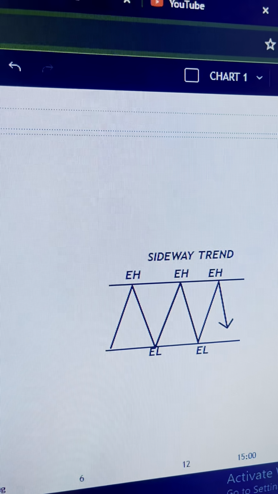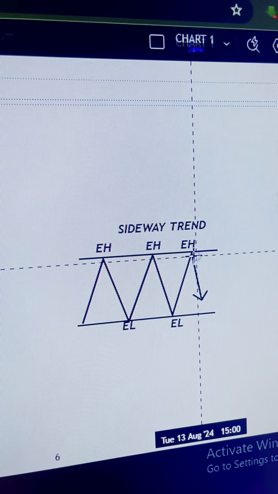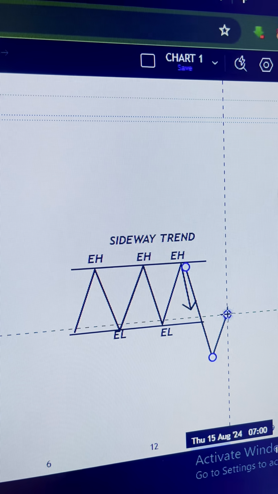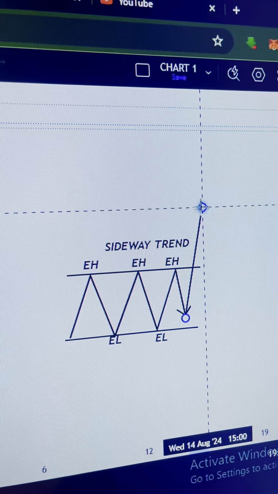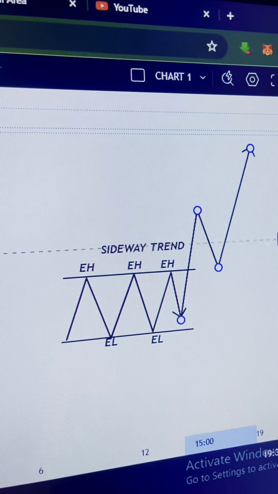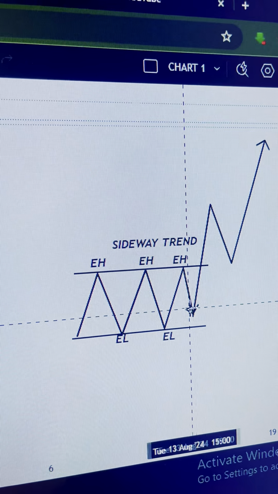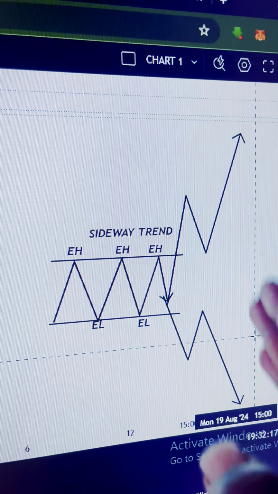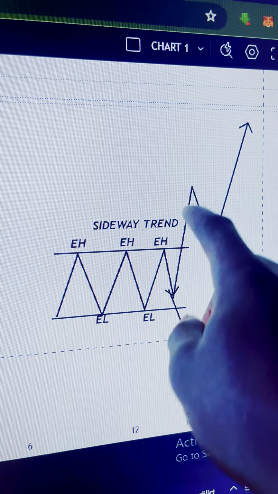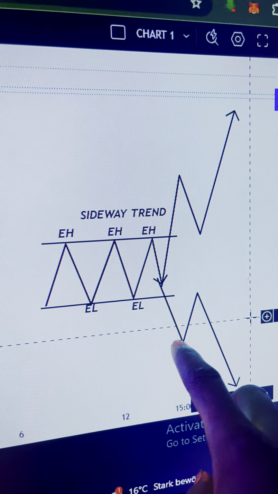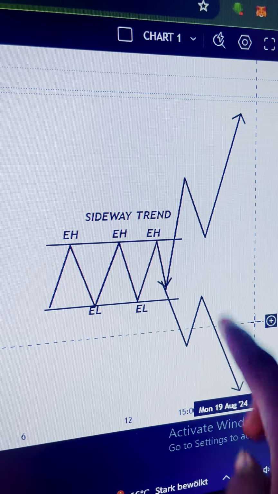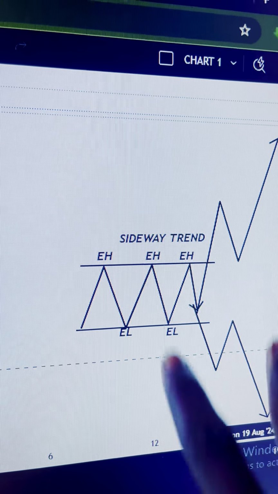So let me just show you guys right away. At some point you see price will either break down, retrace, and go down, or you will see price break up, retrace, and go up. These are the two possibilities of what can happen when the market is ranging. So this is normal basic market structure. It can range, then it makes a higher high, it makes a higher low, it continues up, or it can range, then it breaks down, it makes a lower low, makes a lower high, then it continues going down. So this is how a sideways trend occurs.